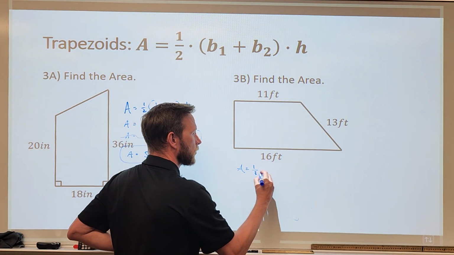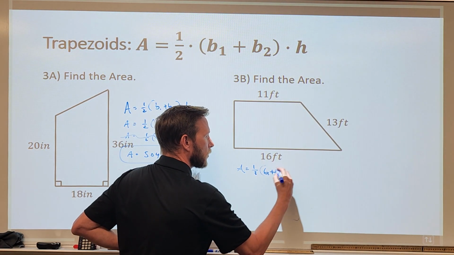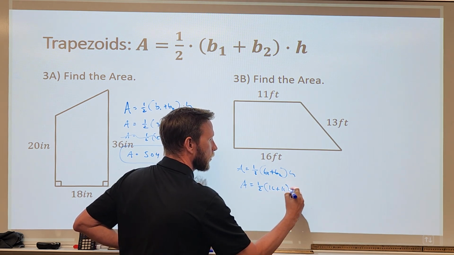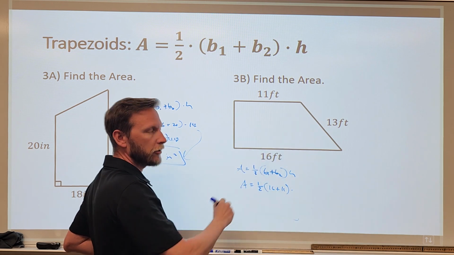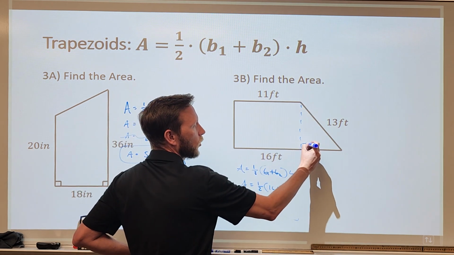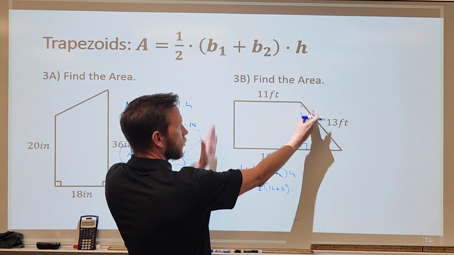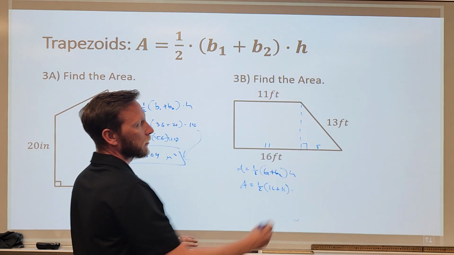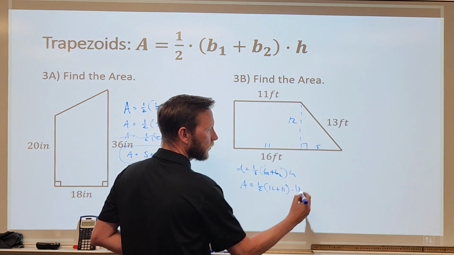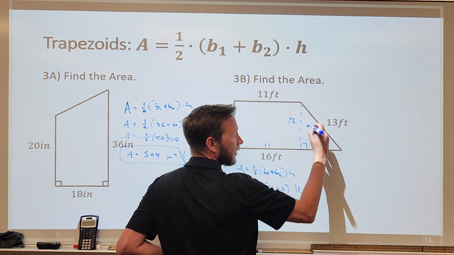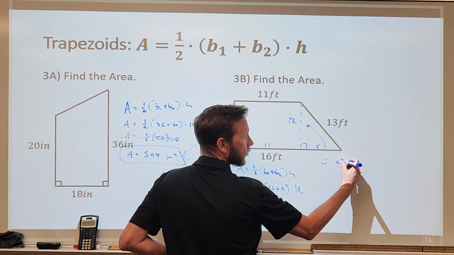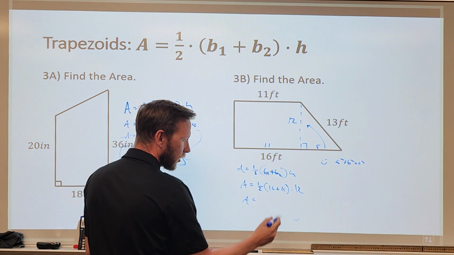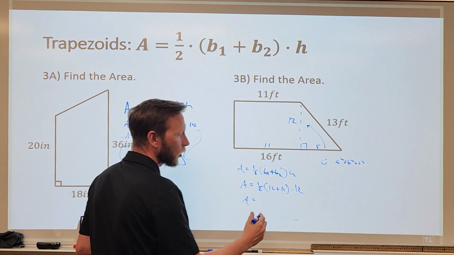Formula, plug in the numbers. Oops, I don't know the height. Is the height 13? No, it's not 13. We need to figure out what the height is. If this is 13, if I draw this perpendicular, this becomes 11 and 5. By the Pythagorean theorem, I know this is going to be 12. I could use the Pythagorean theorem to find that using a squared and b squared makes c squared. So I know that that's going to be 12. Just trust me on that, or do that work to confirm that it's actually going to be 12.